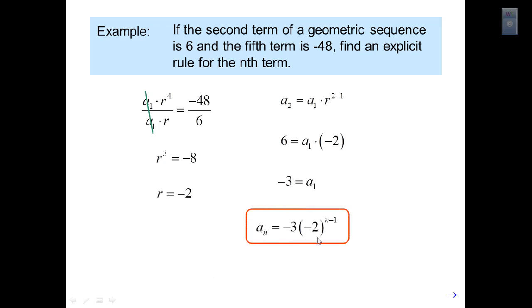Now, guys, don't forget your basic arithmetic and algebra, and know that the only thing that is raised to the n minus 1 power is the negative 2. The negative 3 is not. It's multiplied after the fact. So make sure you remember that and follow those rules of calculation. The PEMDAS, the order of operations, still important, still part of math. Don't forget them.